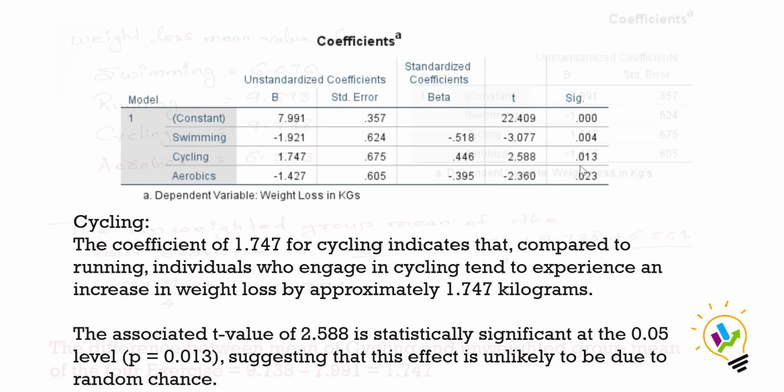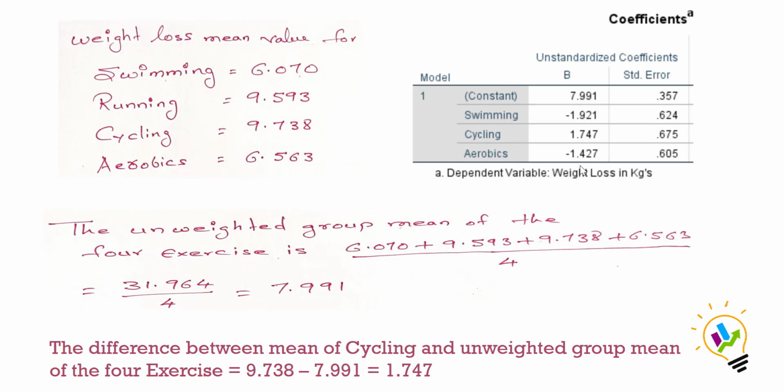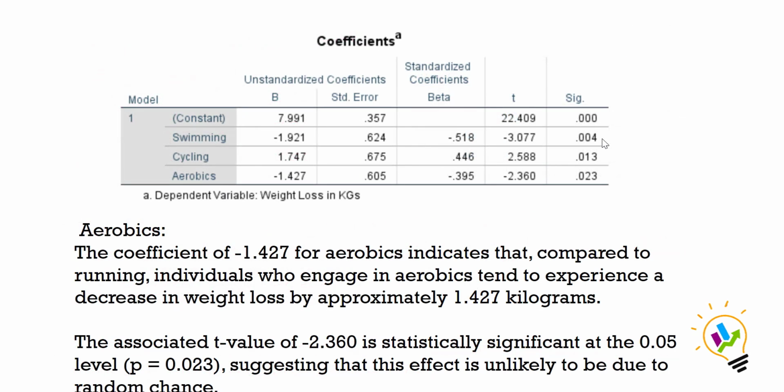Now let us see how we got these values. The mean weight loss of cycling is 9.738, and the unweighted group mean is 7.991. If we take the difference between these two, we are going to get 1.747, and this is the significant value we got. Now we will see the next one.